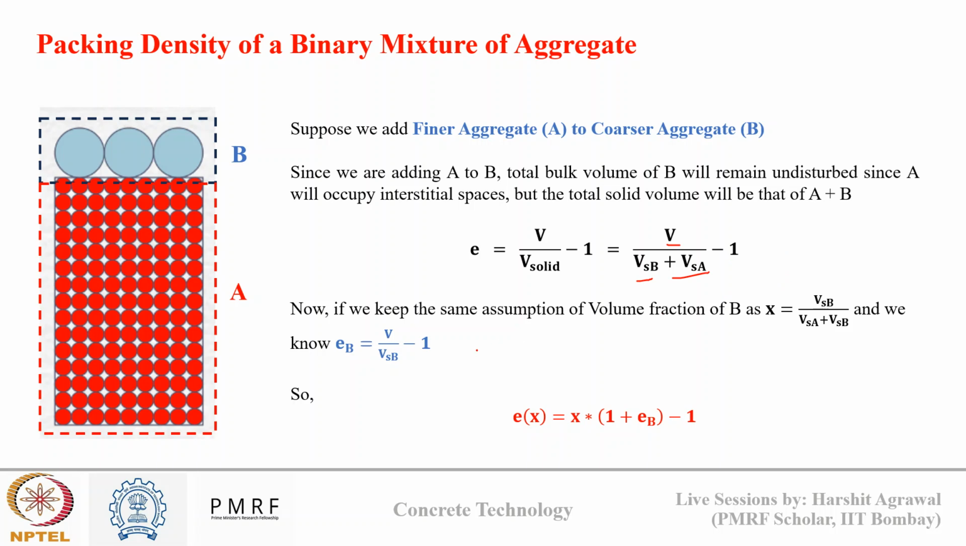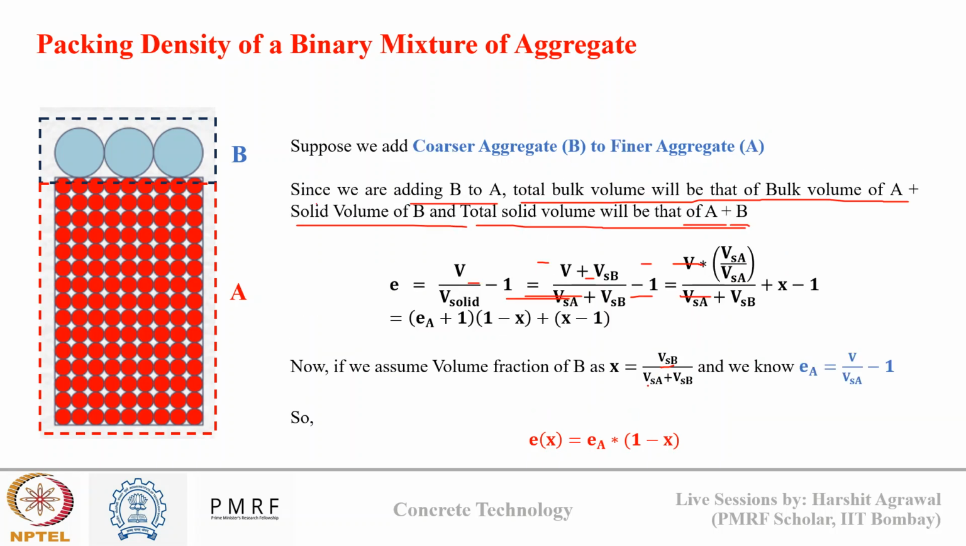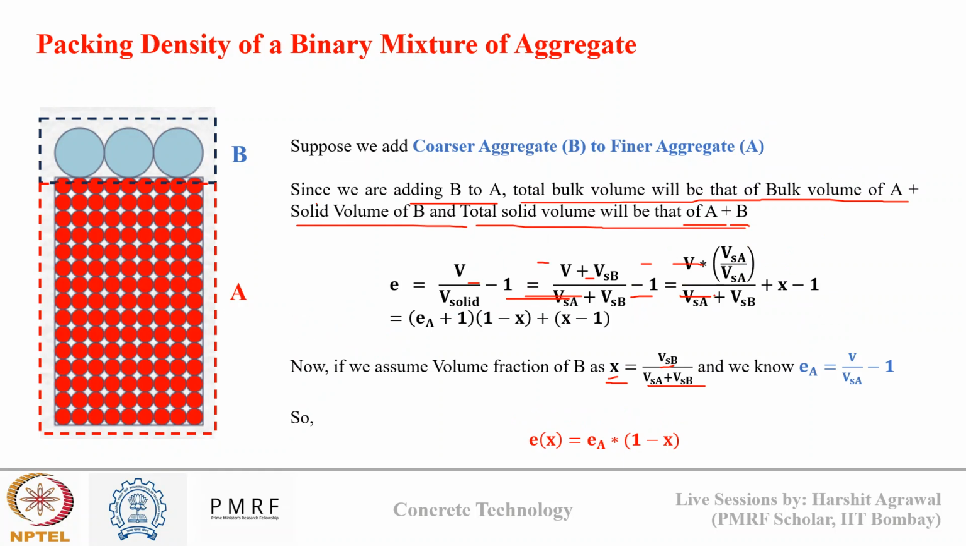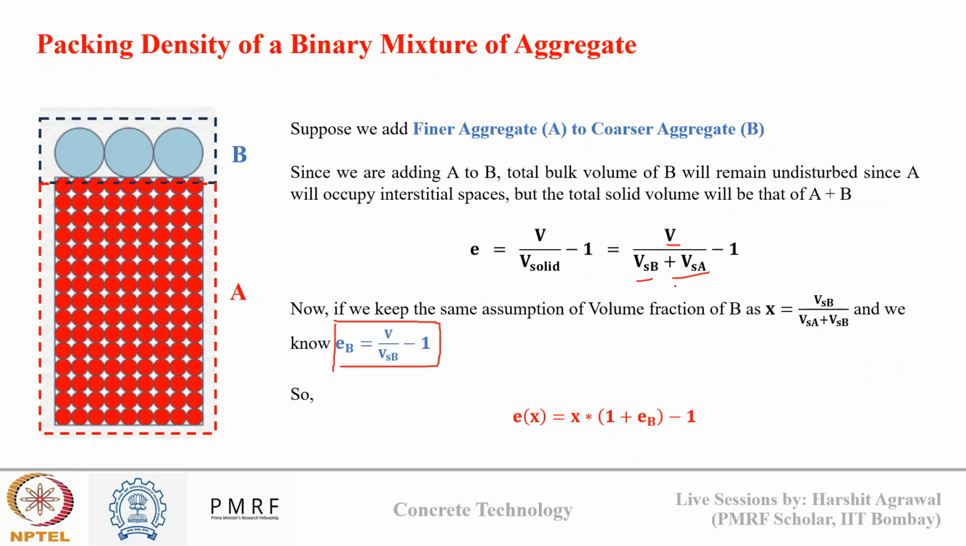And I know my X is the solid volume of B upon the total solid volume. I am keeping X the same and representing it by this only. And I know what the solid volume of B was when there was no A. Similarly, as we did the breakup of this equation earlier, we can do the same thing here and we will get this equation. The void ratio in my multi-sized aggregate system will depend upon the amount of aggregates that I am mixing and the original void ratio in my system.